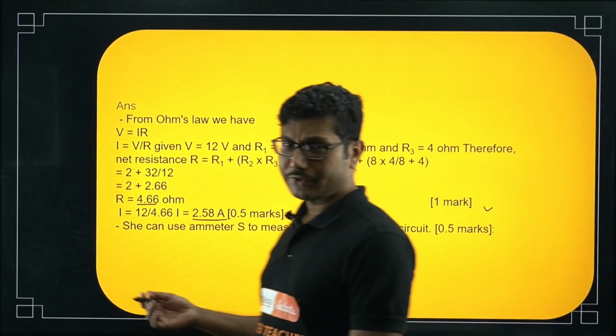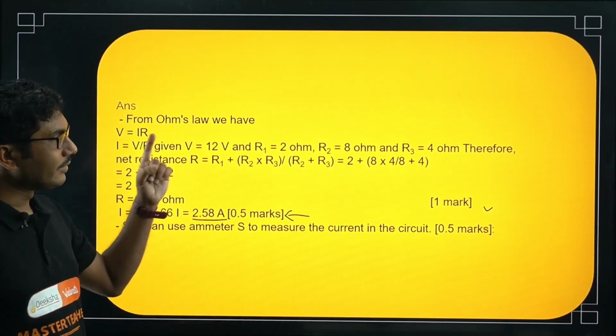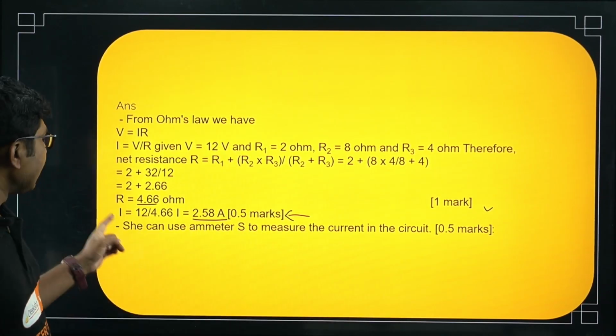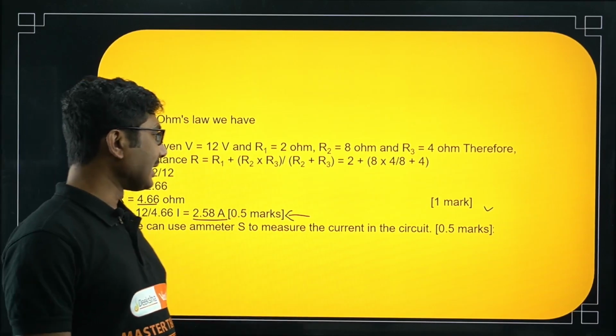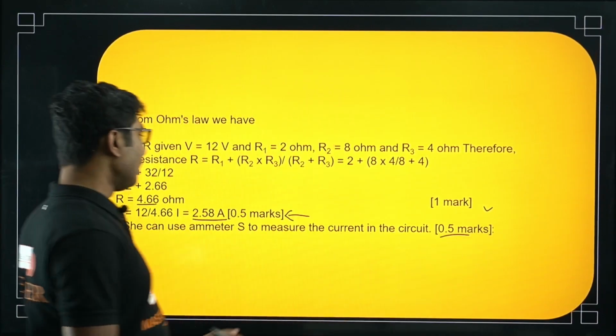Definitely a 2 mark question, so there will be some division of marks. So if you do this calculation, then you will get 1 mark. And she can use the ammeter S to measure the current in the circuit. That is 0.5 mark. Why S?